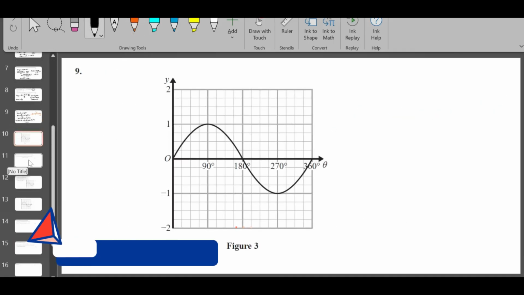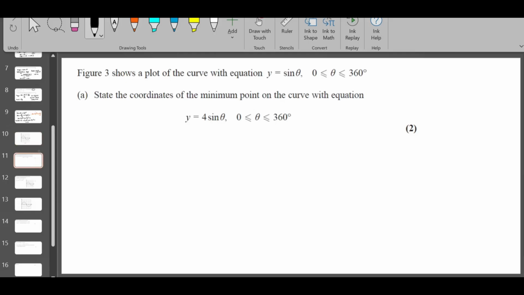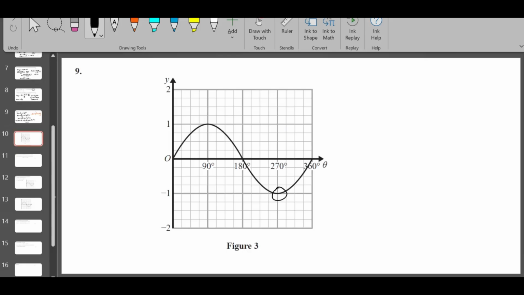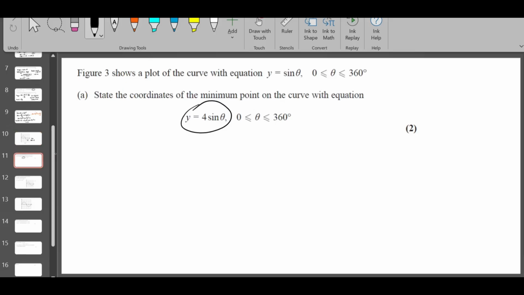We have a graph given. The question says, figure 3 shows a plot of the curve sine theta, just a sine graph from 0 to 360. State the coordinates of the minimum point on the curve with the equation 4 sine theta. Look at this one. The minimum point here is 270 degree comma minus 1, right? For sine x. But they are talking about 4 sine theta. So you need to multiply the y coordinates by 4. So it's just 270 degree comma minus 4. That's all. No working needed.